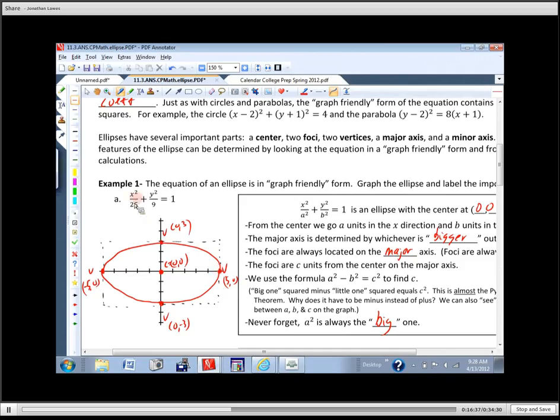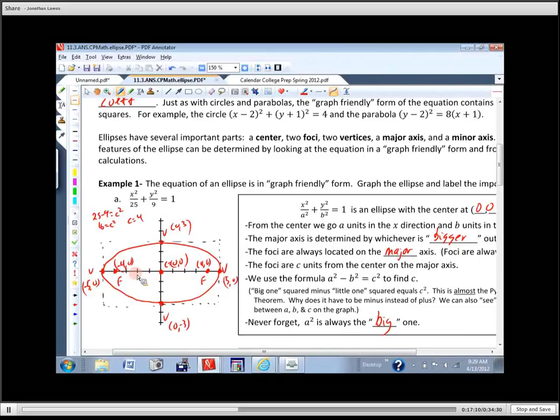Again, it's the big one minus the little one. So we're going to do 25 minus 9 equals c squared. 16 equals c squared, so c equals 4. From the center, I go 4 units in each direction on the major axis. So that's one focus, and that's another focus. Labeling these is really easy on this particular one. This one's (4, 0), and this one's (-4, 0). Are there any questions?